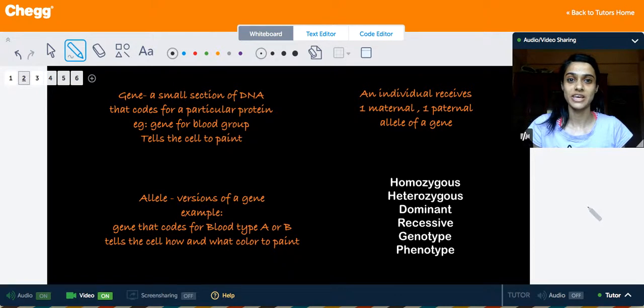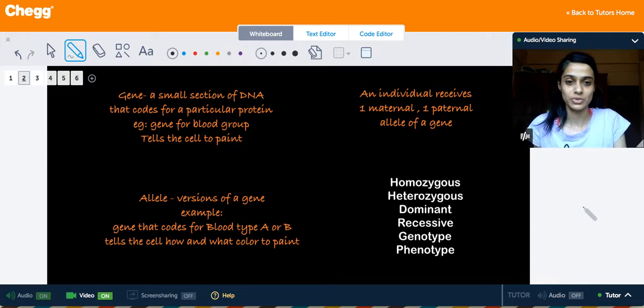So in the case of a flower, you have a gene for petal color. The alleles for that gene will be, say, coding specifically for red petals or pink petals, and so on and so forth. So you can think of it like a gene gives the cell general instructions, like it tells the cell to paint, for example, and the allele will tell the cell specifically how to paint and what color to paint. So that's the difference between a gene and an allele.